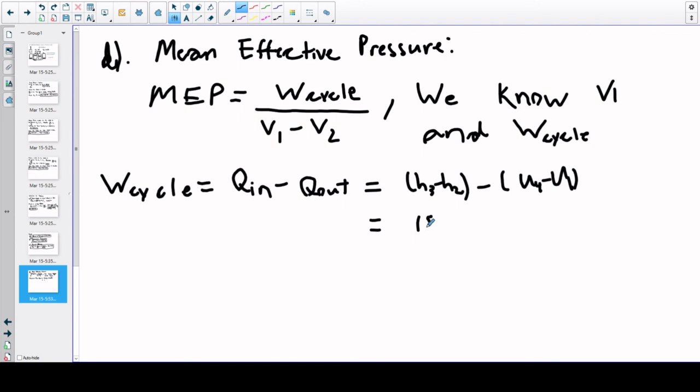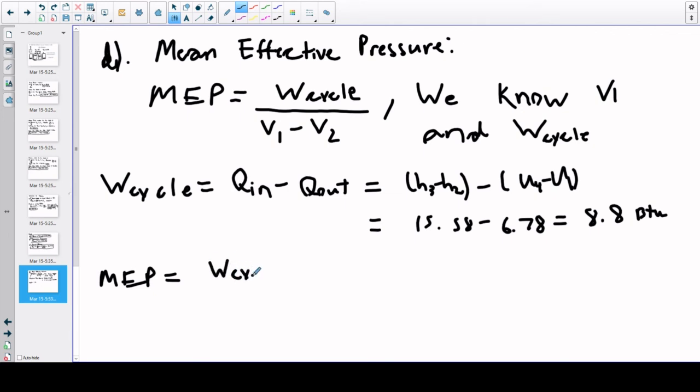Now I'm looking through to find the mean effective pressure, because I'm kind of confused as to what it actually is. I don't want to say something dumb. You know what I'm saying? And so from this, 15.58 minus 6.78, I think it comes out to be 8.8. Something to that effect.